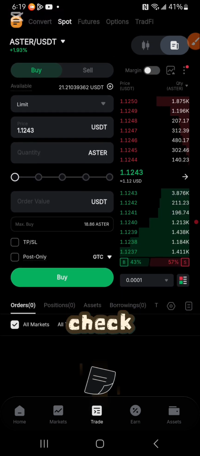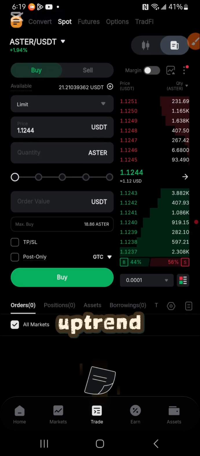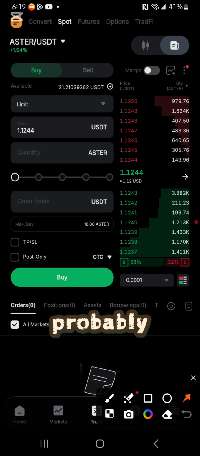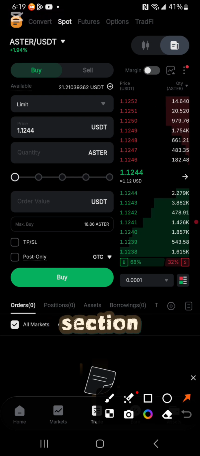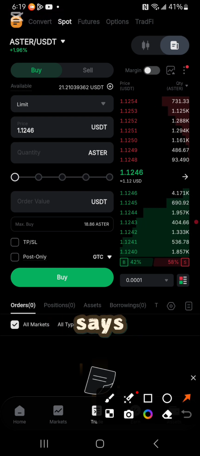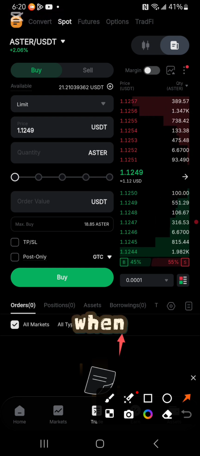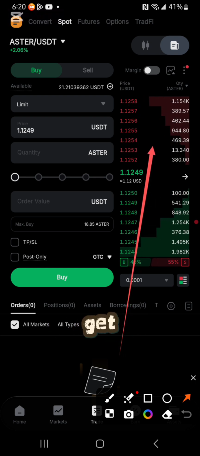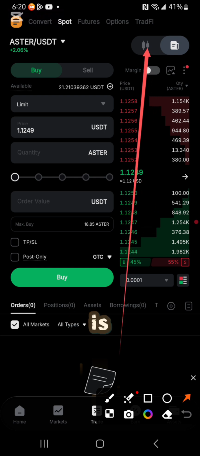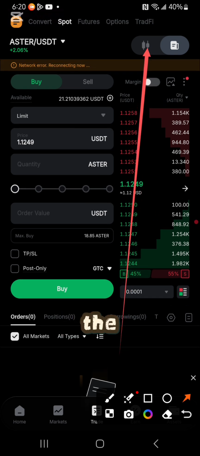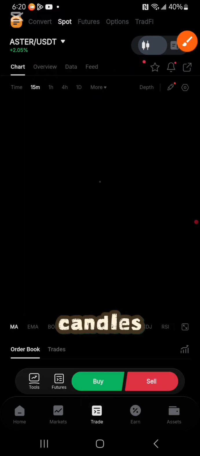In order to check if this coin is in an uptrend, you will need to head over to this section. When you navigate, you get to realize that there is a chart here, these two candles right at the top. So click on those two little candles.